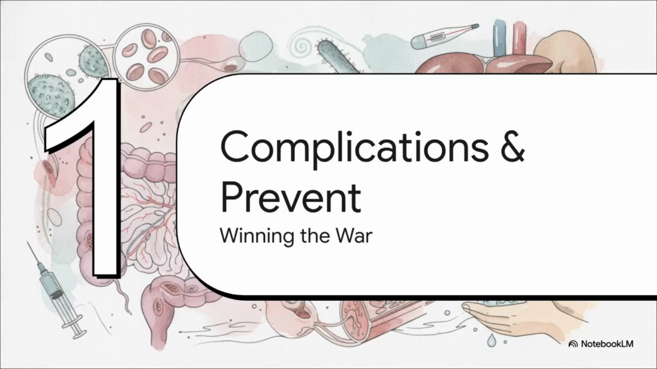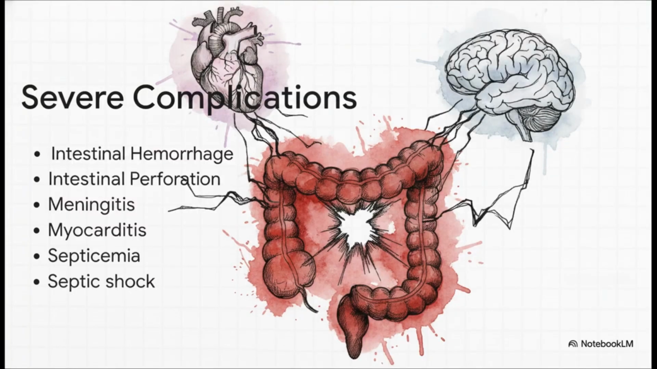6. Complications and prevention. Winning the war. Finally, we arrive at our last chapter, section 6, complications and prevention. How do we win the war? Severe complications. If a patient reaches the 3rd week without swift antibiotic treatment, they face terrifying, life-threatening complications.